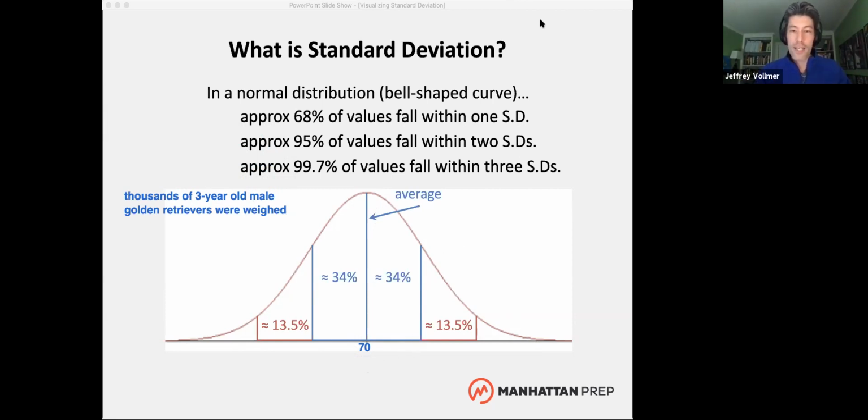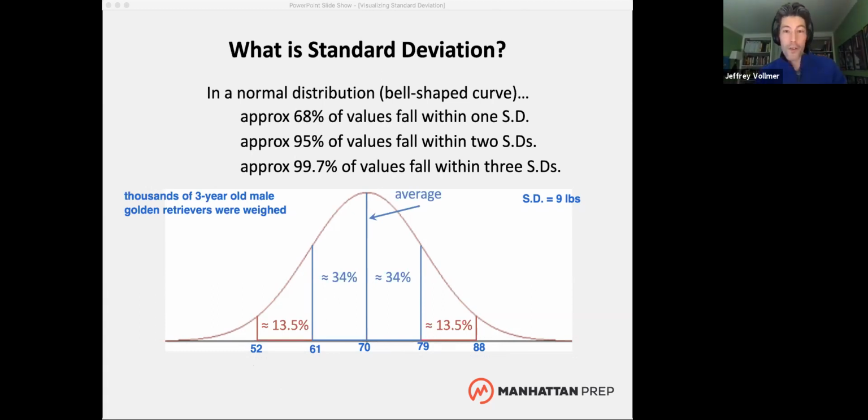Let's say the standard deviation here, I have no idea, this is completely made up, is 9 pounds. What this would say is that between 61 pounds and 79 pounds, you'd expect to find the weights of 68% of these 3-year-old male golden retrievers. If you extend it by another standard deviation, between 52 and 88 pounds, we'd expect to find 95% of all the golden retrievers that were weighed.